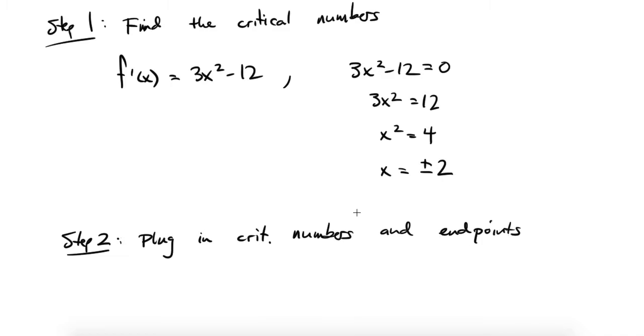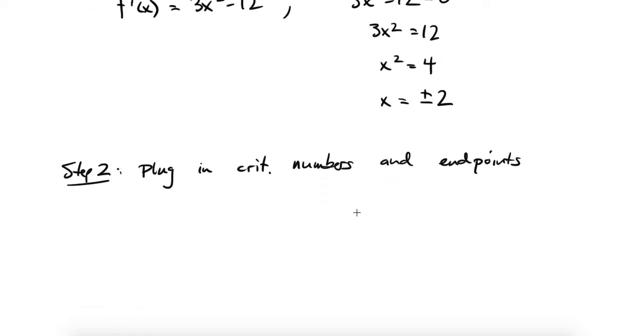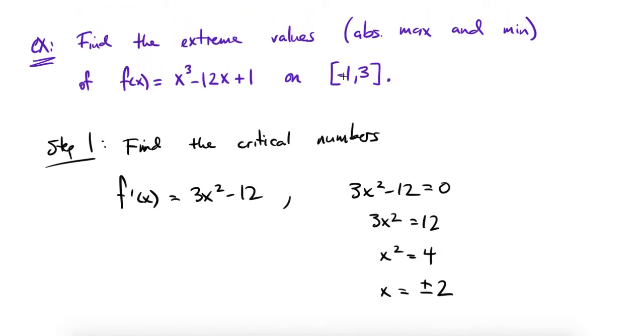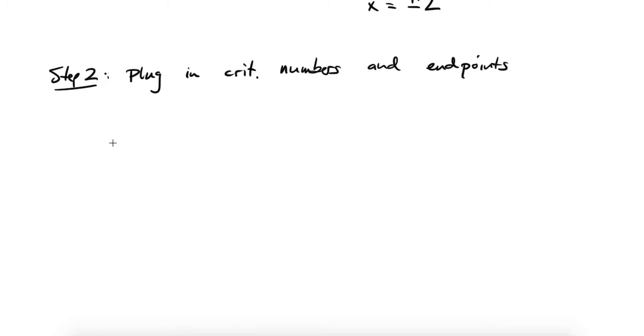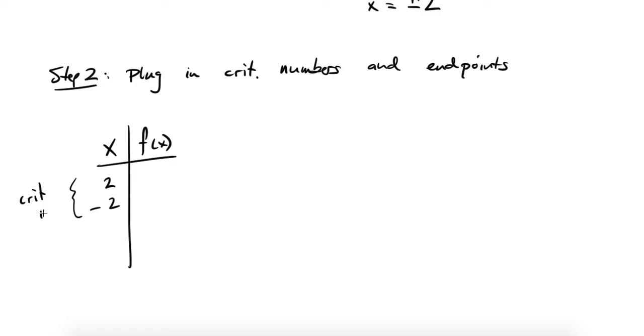And there's a potential pitfall here, which I'll come back to in just a second. So what were our endpoints? -1 and 3. So we take x and f of x, our original function, and we're going to plug in our critical numbers, positive and negative 2, and also our endpoints, which were -1, 2, 3.